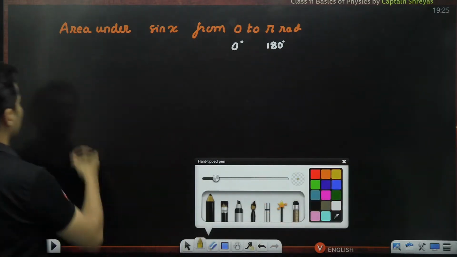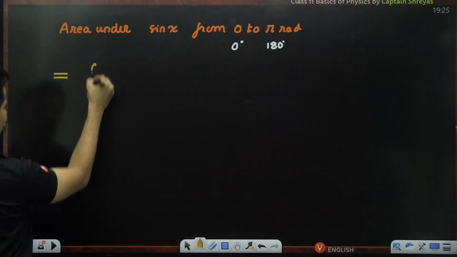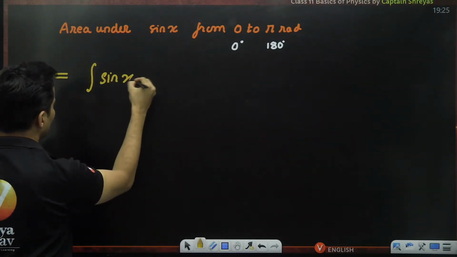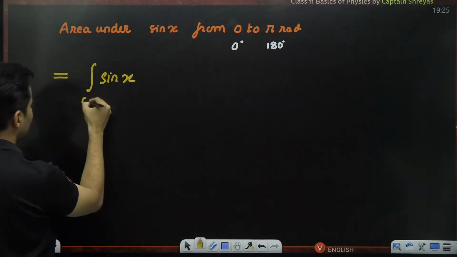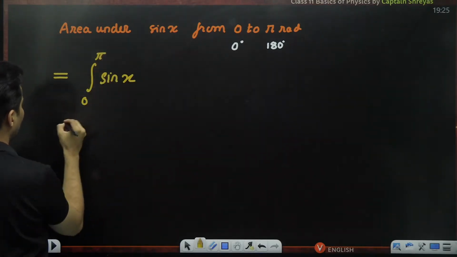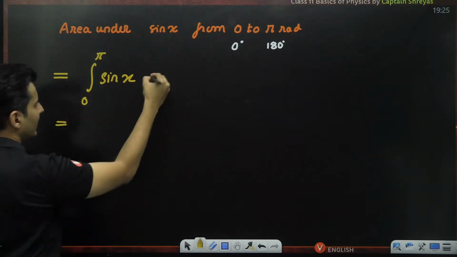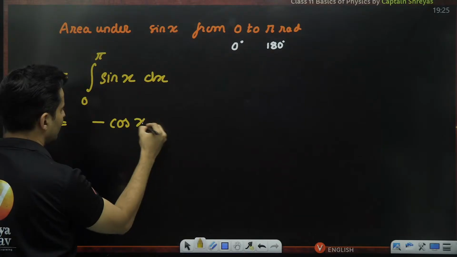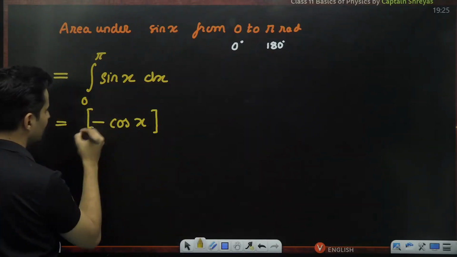So let's try to figure this out. Area under the curve means integration for sure. Whose function? It is basically sine of x, from where to where? 0 to pi radian. Okay, fair enough. What is the integration of sine of x? It is negative cos of x. Okay, let me put these things over here.